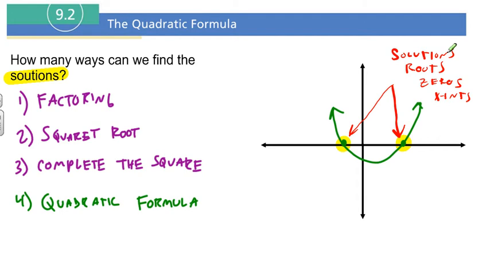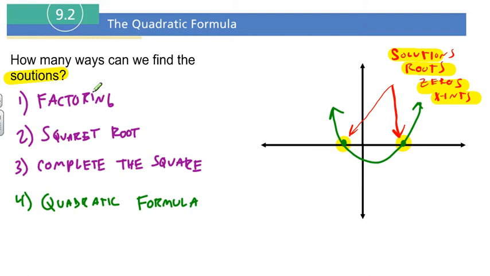And it has other synonyms. You can either say solutions, roots, zeros, or x-intercepts. They all mean the same thing. So that's what we're finding in chapter 9.1. The entire time we've been just finding the x-intercepts of a quadratic. When we graph it, we're finding where it crosses the x-axis.